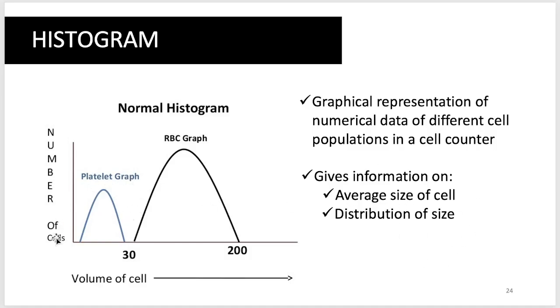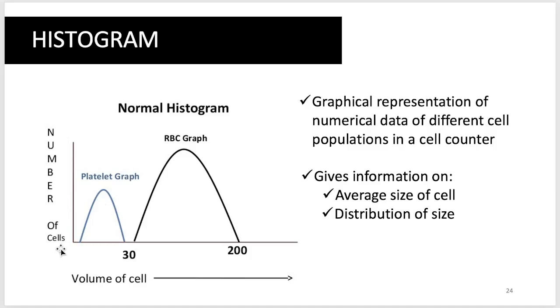So, pwede tayong makakita. So, again, ang x-axis that talks about the volume of cell. So, kaya ang nakalagay dito 30, 200. Ang unit nito is your femtoliter. And then, your y-axis that refers to the number of cells. Kumbaga, pag mas mataas ang peak, mas mataas. So, ang RBC in terms of the number, mas marami compared sa platelet. In terms of the volume, mas malaki ang volume ng ating RBC compared sa ating platelet. So, that's how you interpret, basic interpretation of your histogram.